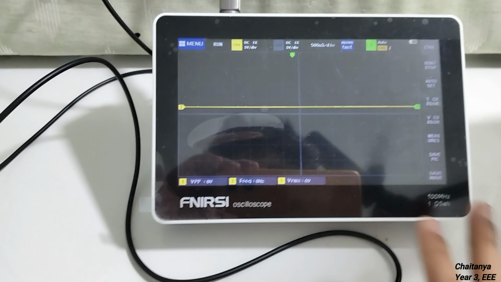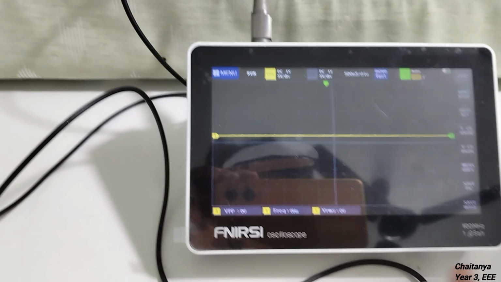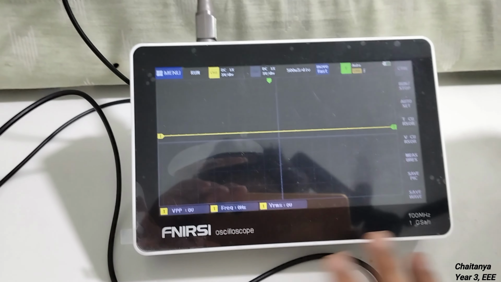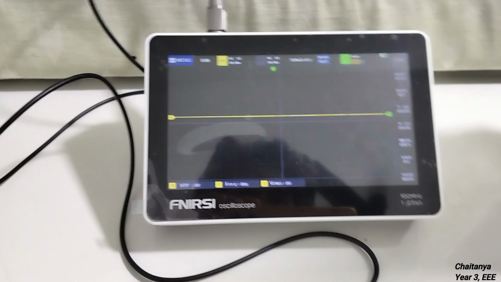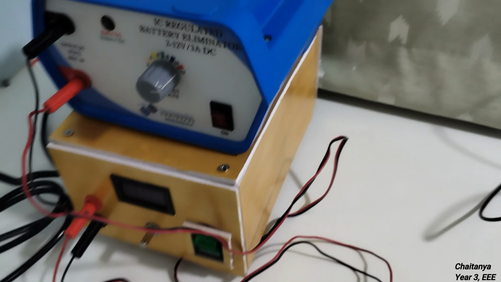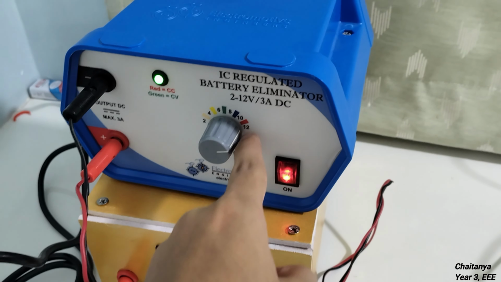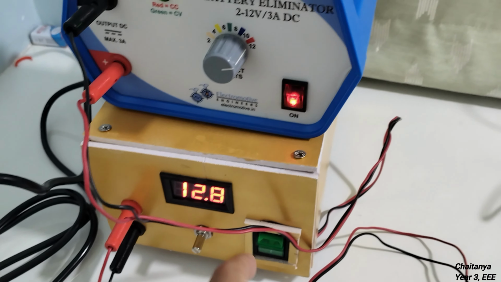This is just a home oscilloscope I have here. It's a battery oscilloscope, not a benchtop, so it's isolated from the ground. I'll just switch the circuit on here. So, switched on the circuit here. You can see this is on, set to 12 volts, and this is around 12.5, 12.8, just set.